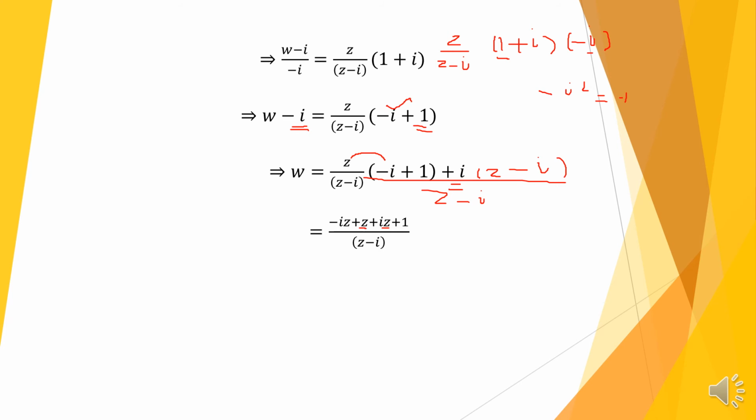Now I into minus I is minus I square. The value of I square is minus 1. Minus into minus 1 is plus 1. So now minus I z plus I z will be 0. We get z plus 1 divided by z minus I is equal to w.